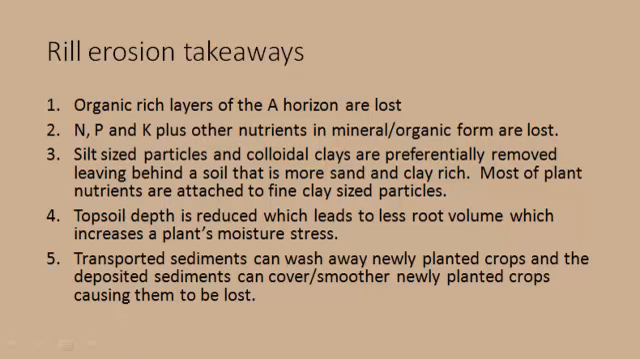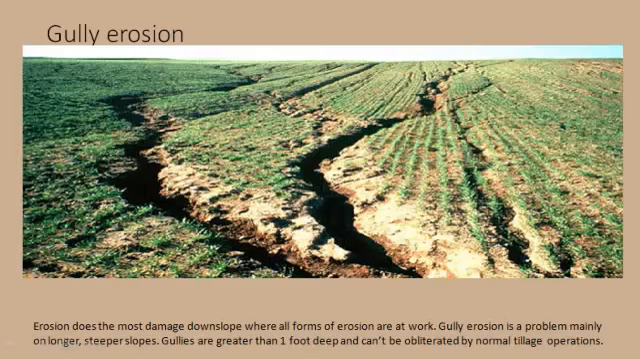Now, we've got the sheet erosion working. We formed the rills. They all come together to form gully erosion. And erosion does the most damage where all forms of erosion work, whether it's raindrop splash, whether it's sheet erosion, whether it's gullies. But these gullies are more than a foot in depth, and they happen mainly on the long, steeper slopes. But there's a couple of takeaways here too.